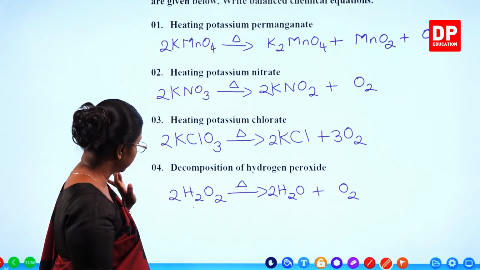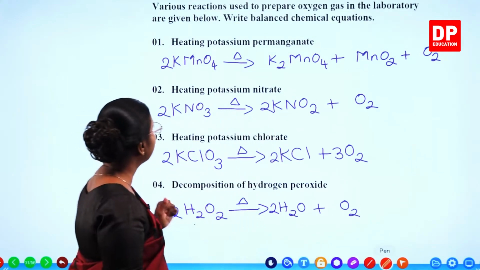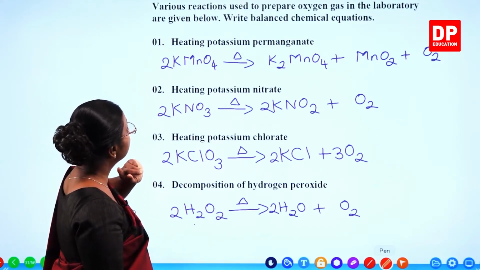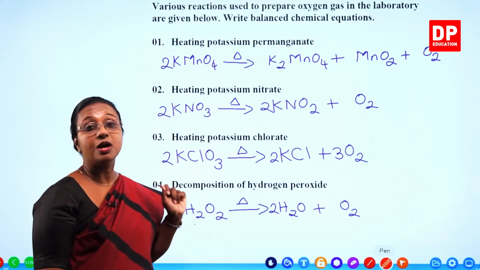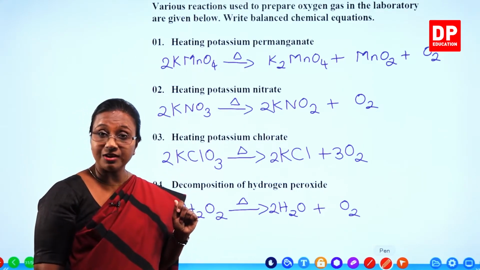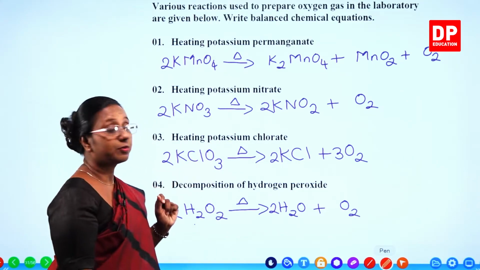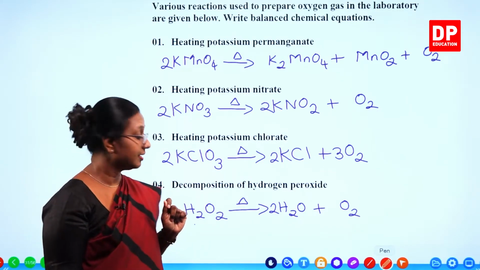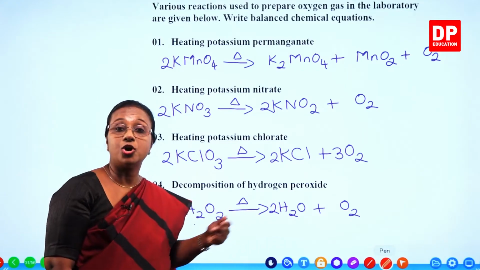Is that okay, students? So those are the common reactions that are used in the laboratory to produce or collect oxygen gas. 2 potassium permanganate giving rise to potassium manganate, manganese dioxide and oxygen. 2 potassium nitrate giving 2 potassium nitrite and oxygen gas. Then 2 potassium chlorate giving rise to 2 potassium chloride and 3 oxygen gas. 2 hydrogen peroxide gives rise to 2 water molecules and oxygen gas.